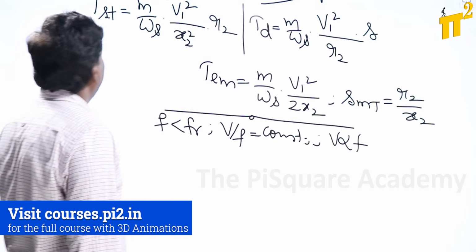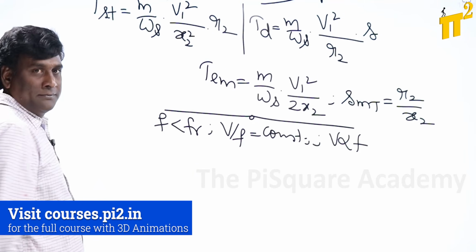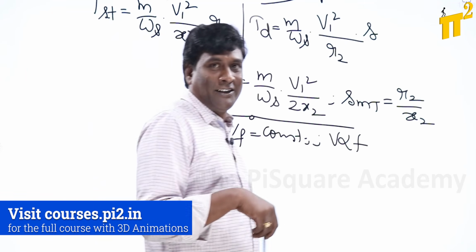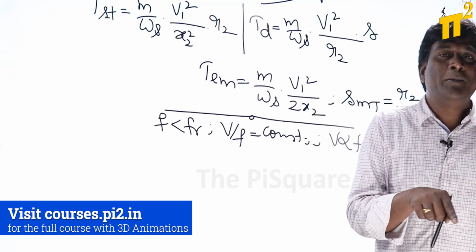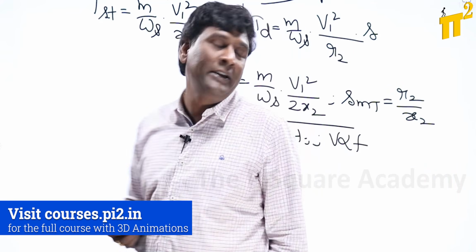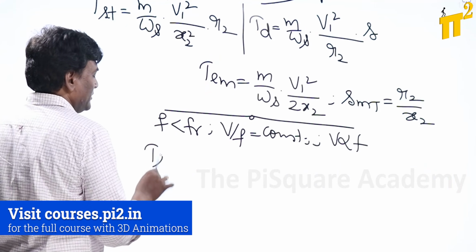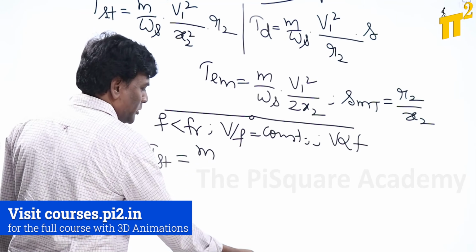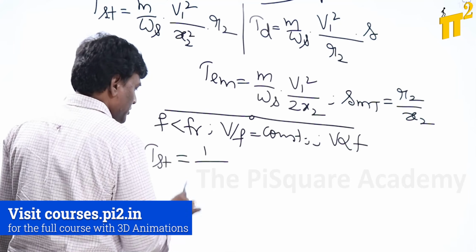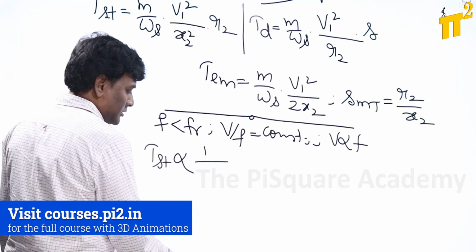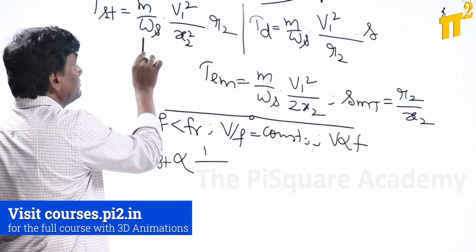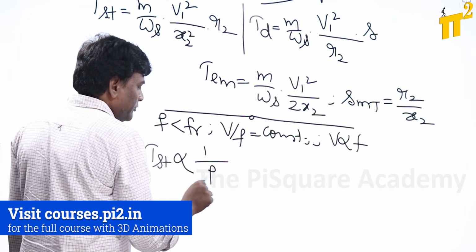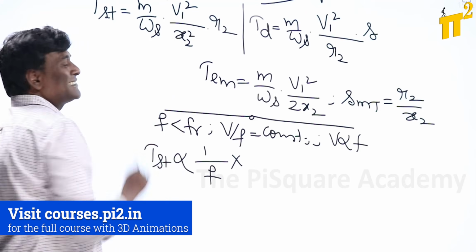Now see here, if you think of starting torque, because starting torque and pull out torque will have to be maintained by the machine, it will be decided by the machine, but operating torque will be decided by the load. Let us think of starting torque. M is going to be constant only, so T_st is directly proportional to 1 divided by omega s, 2 pi f, or omega directly proportional to frequency, right? So frequency into V1 square.